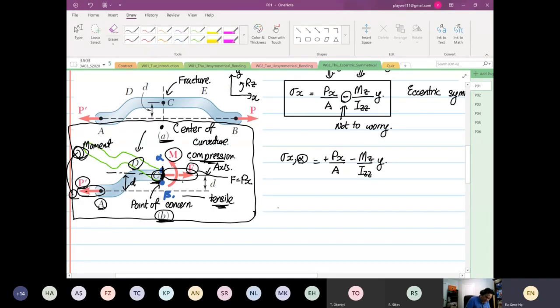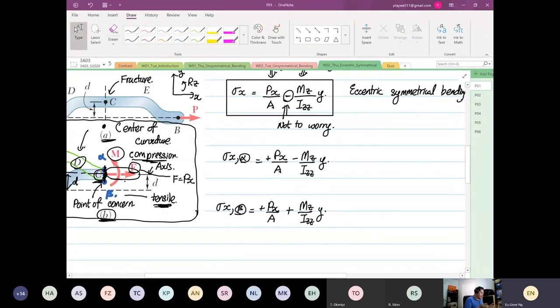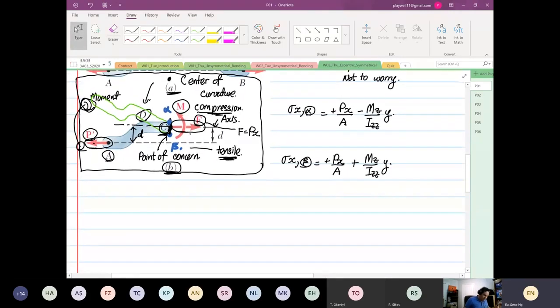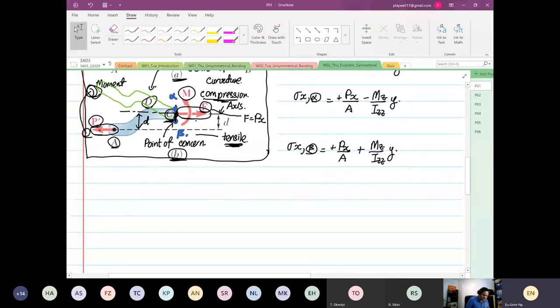Likewise, if we look at stress in the x direction at point beta, this is also equal to positive Px over A, and because it's in tensile, it becomes plus Mz over Izz multiplied by y. So I don't want you to apply the formulas blindly. I want you to be able to visualize. Now, the difference with eccentric loading is this.